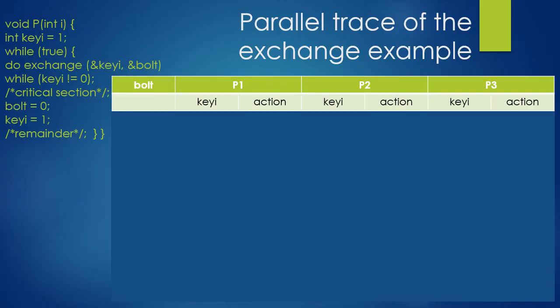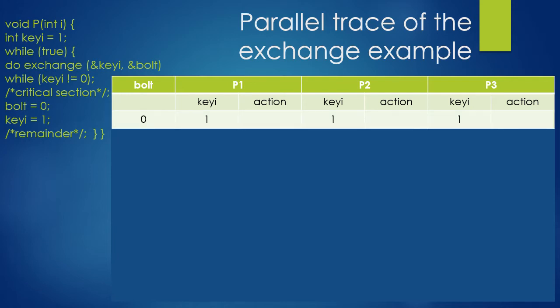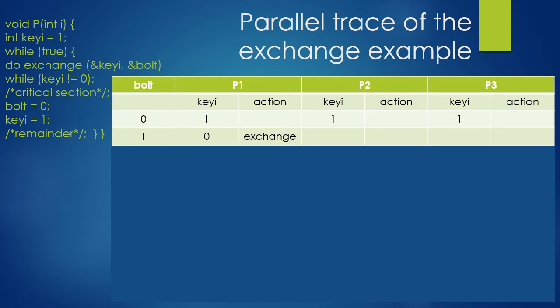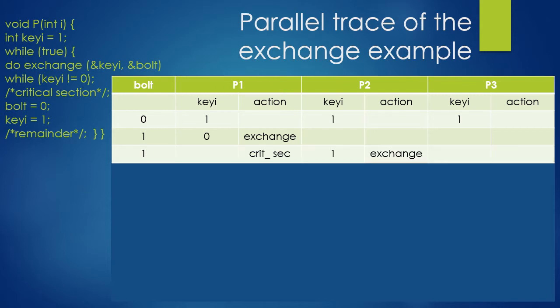On the top left, I have the code of each of the processes. I have removed the global variable declarations and the main program due to lack of space. So again, we try to draw a parallel trace, this time with the exchange instruction. When we begin, bolt is 0. Our first assumption is that P1 is the fastest of all processes. So it exchanges its key I with bolt. Bolt goes to 1. Its key I becomes 0. And P1 enters critical section.